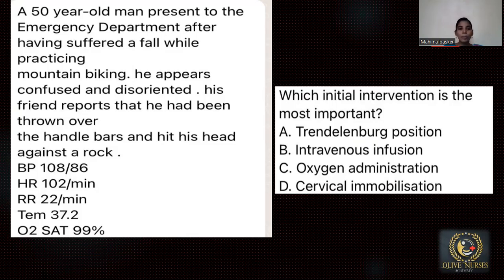Okay, so BP is 108/86, heart rate 102, respiration 22. The temperature is 37.2, and the oxygen is 99%. Which initial intervention is the most important? Okay, try to answer. Okay, one person answer. Everyone try to answer.